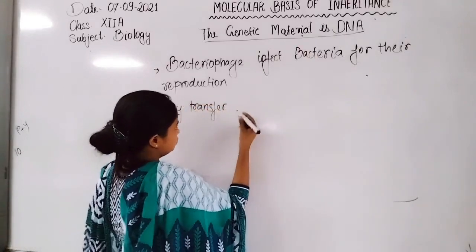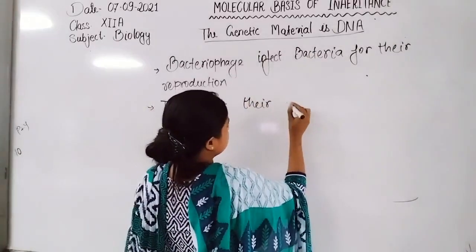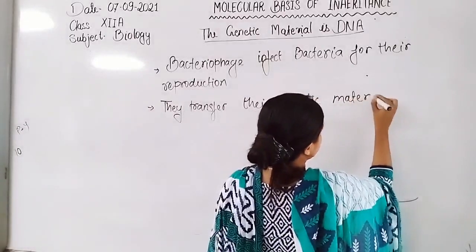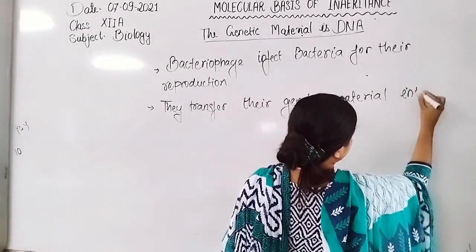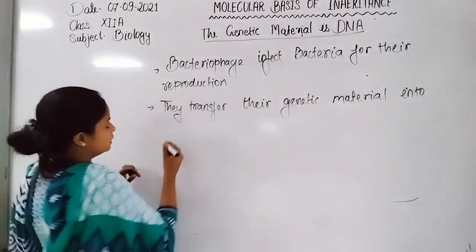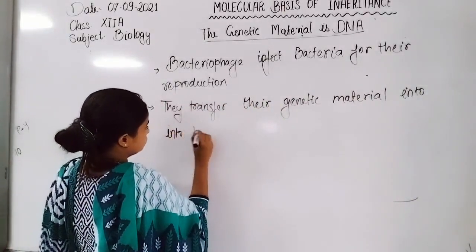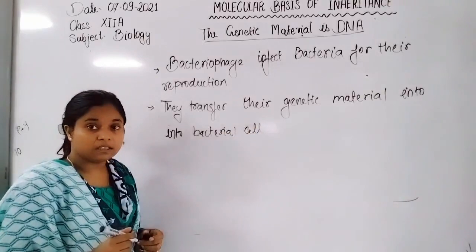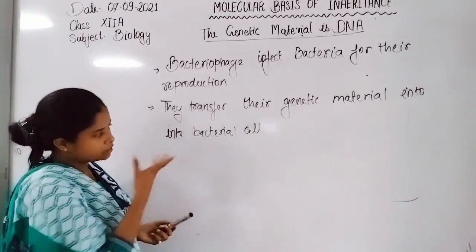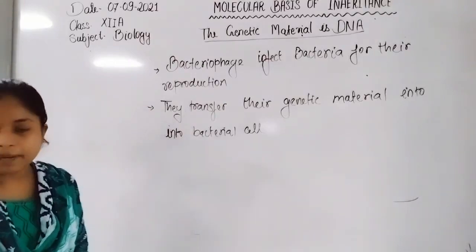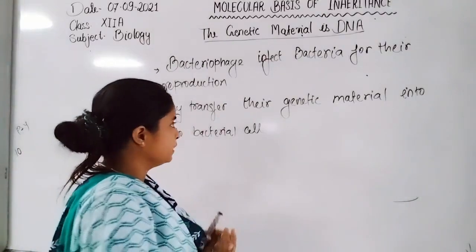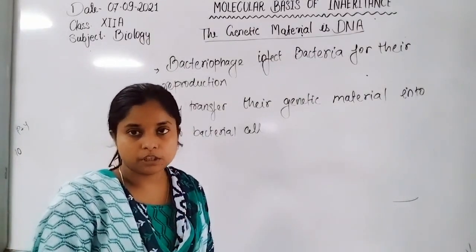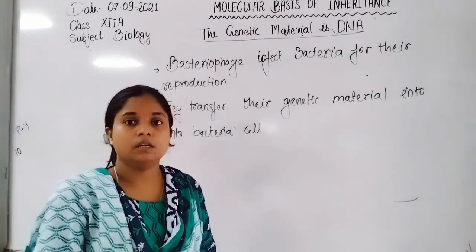They transfer their genetic material into the bacterial cell. So they used such information about the bacteria: how they reproduce, how they infect the bacterial cell for their reproduction, and use bacterial machinery for their reproduction.